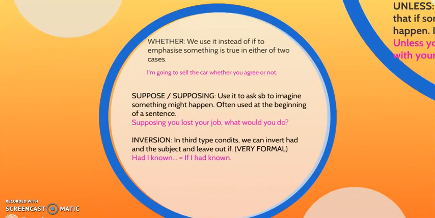Now, whether. Whether is a synonym for if, and we use it to emphasize that something is true in either of two cases, okay? I'm going to sell the car whether you agree or not. So if you agree, I will sell it. If you don't agree, I will sell it. So this is going to happen in either case.